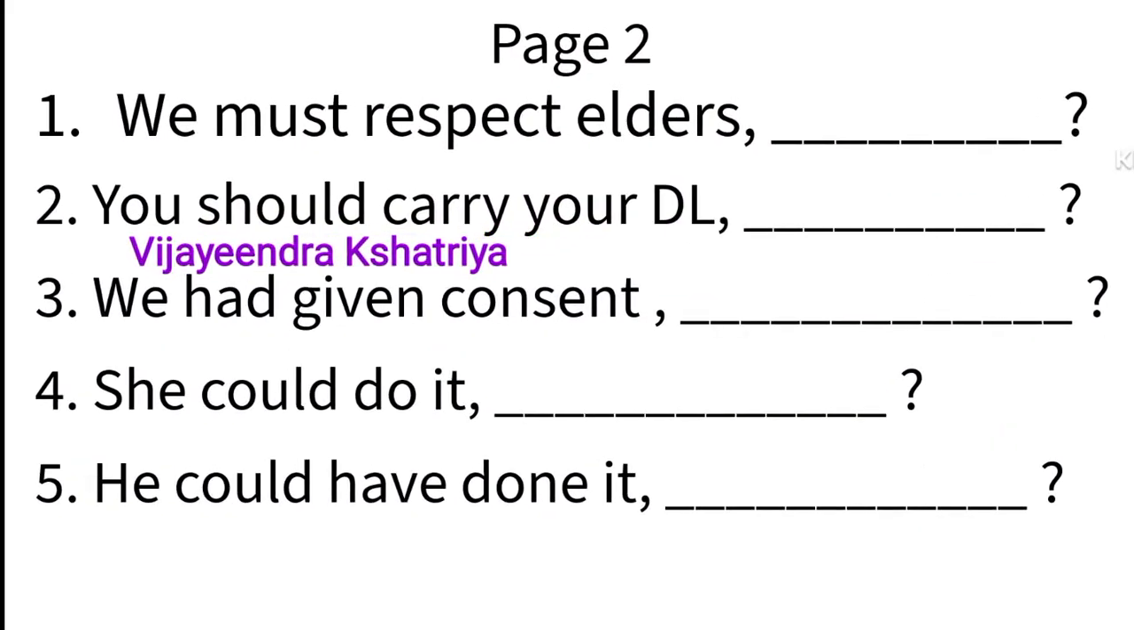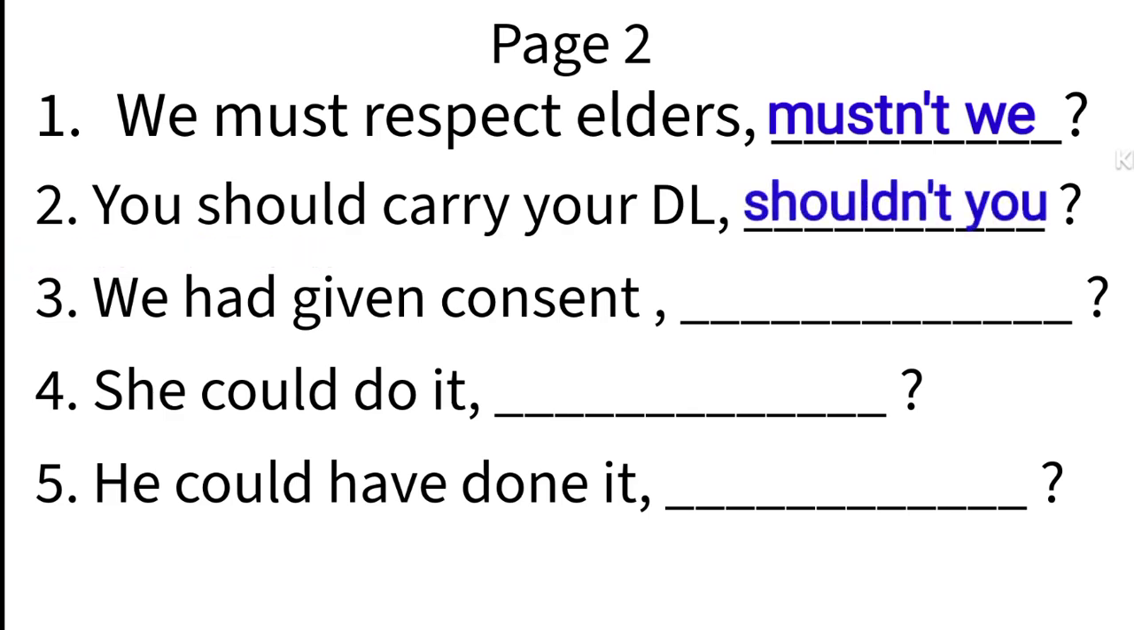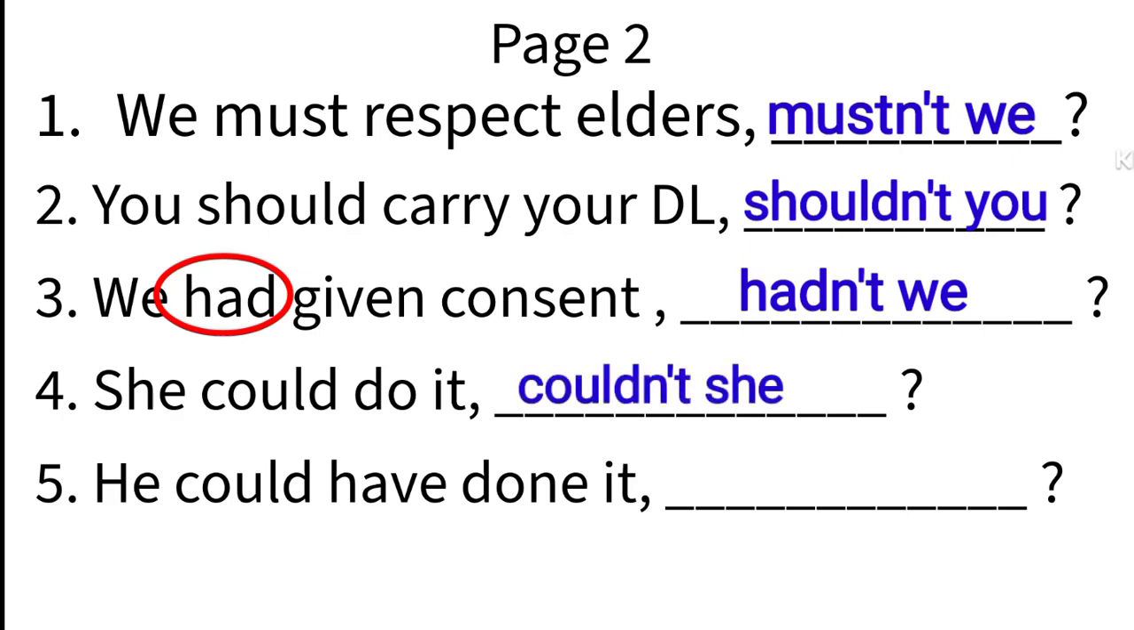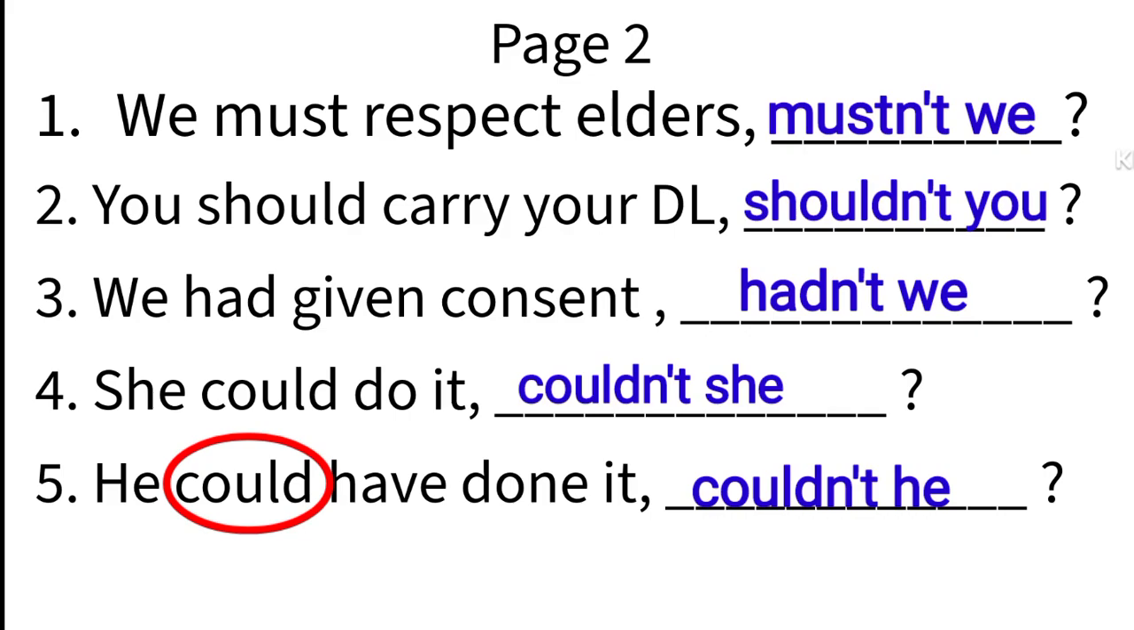Helping verb must will become mustn't and we is kept as it is. In the second sentence, should will become shouldn't. You is kept as it is. In the third sentence, had will become hadn't. We is kept as it is. In the fourth sentence, could will become couldn't and she is kept as it is. In the last sentence, it is couldn't he.